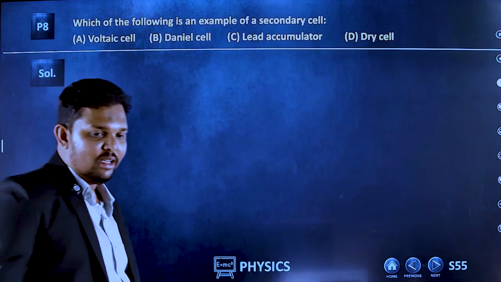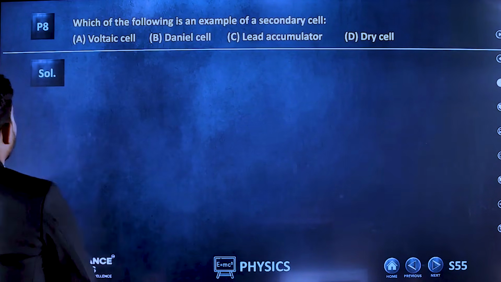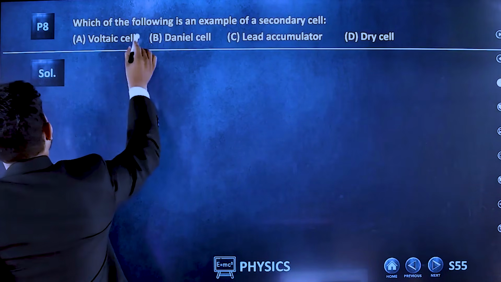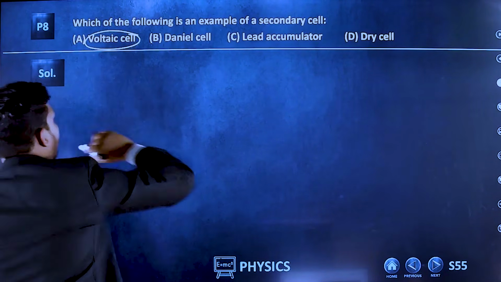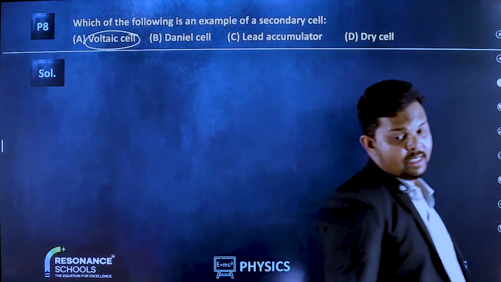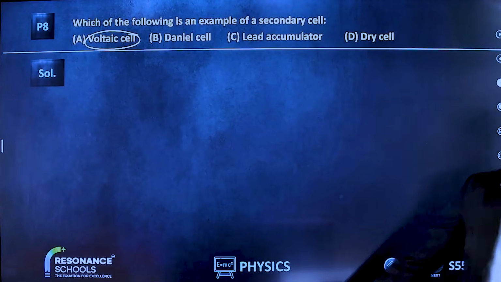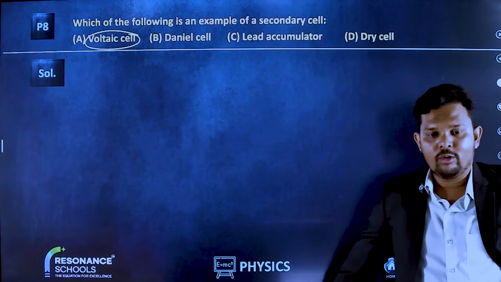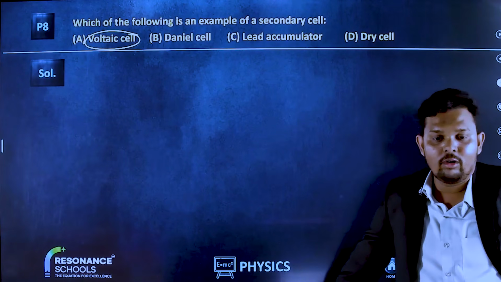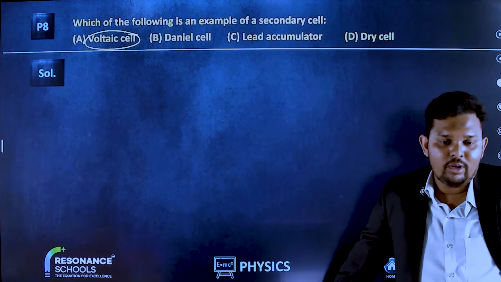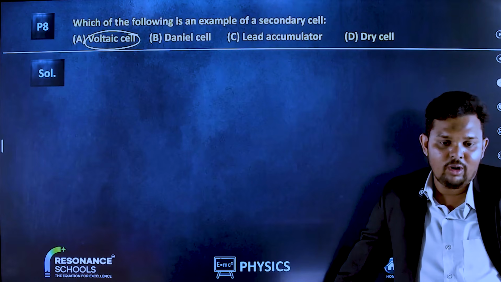Let's see. Whoever is having the doubt, we can see. Voltaic cell. Acha, tell me, voltaic cell is an example of what? Voltaic cell is an example of which cell? We will see this. It will conclude here. Whoever is having the doubt, voltaic cell is an example of which cell?